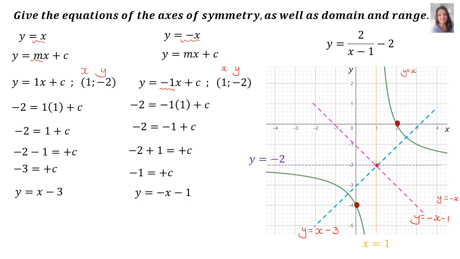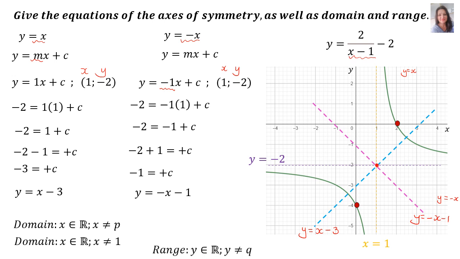And this old axis of symmetry, that one will disappear. Then the question also asked for the domain and the range. Now, the rule for the domain, you write x is an element of the reals, but x cannot be equal to p. And then where do you find p? There under the line. Therefore, the domain is x is an element of the reals, x cannot be equal to 1. Remember, that is the asymptote.